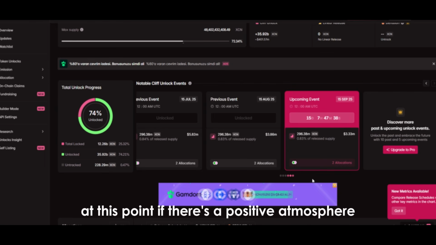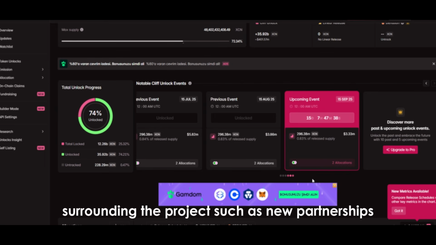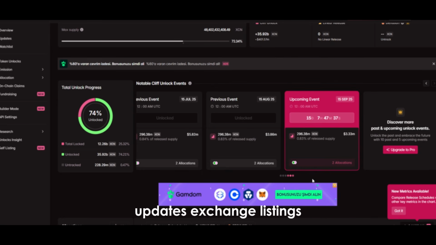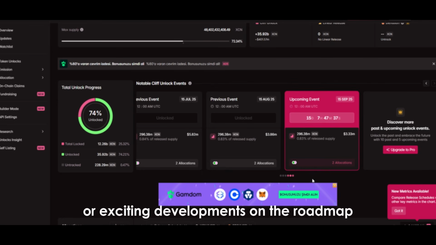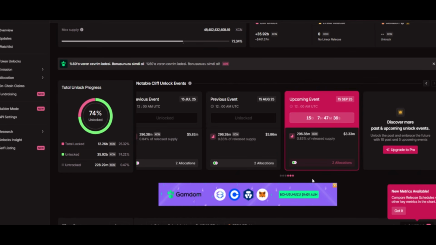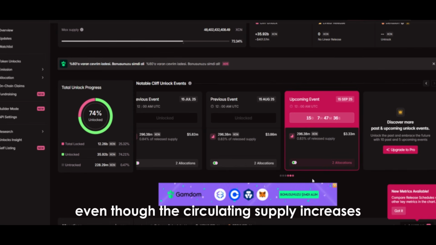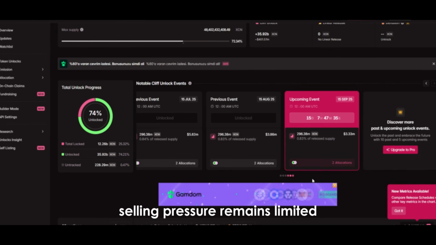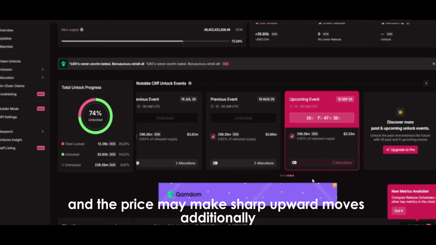At this point, if there's a positive atmosphere surrounding the project, such as new partnerships, updates, exchange listings, or exciting developments on the roadmap, the unlocked tokens may remain in investor portfolios instead of flooding the market. In such a case, even though the circulating supply increases, selling pressure remains limited, and the price may make sharp upward moves.